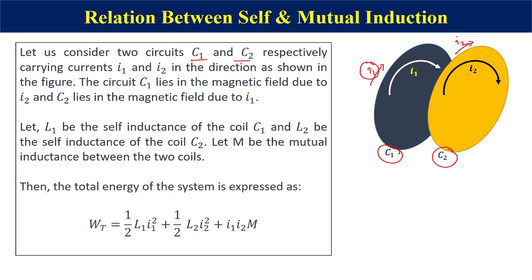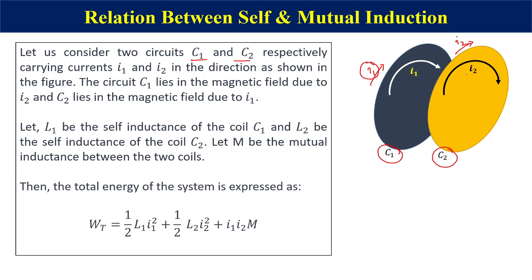But because of current I1, there will be an EMF generated in coil 2, and similarly because of the current I2, there will be an EMF generated in coil C1. This gives rise to the mutual induction or mutual interaction between these two coils. That is why, when I want to calculate the total energy of the system, we have to take into account both the self-induction and the mutual induction. We'll take into account the self-induction of both the coils, C1 and C2, and the mutual induction between them.